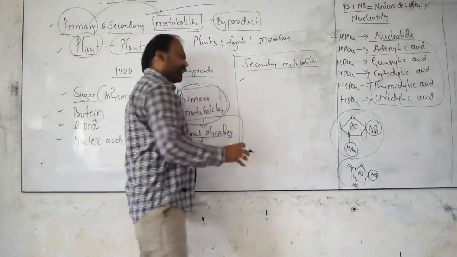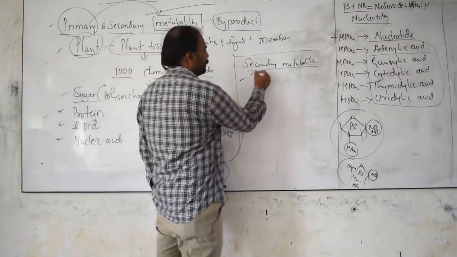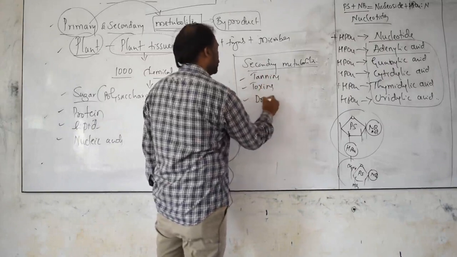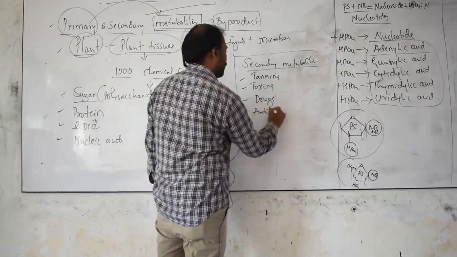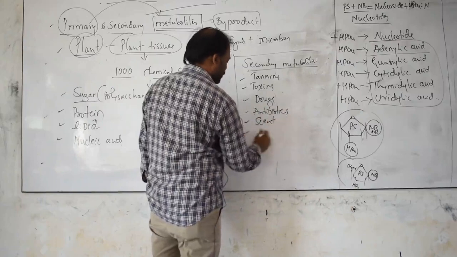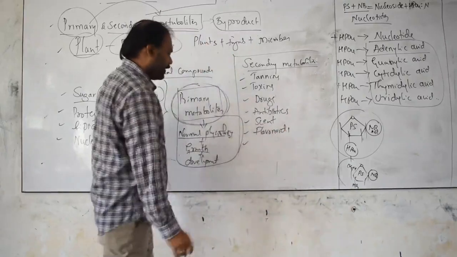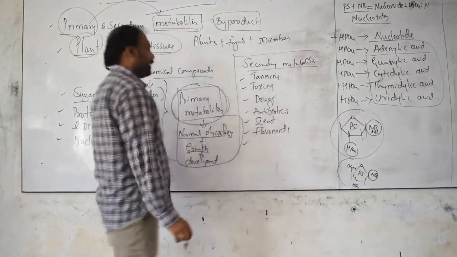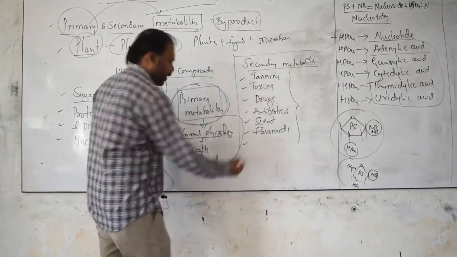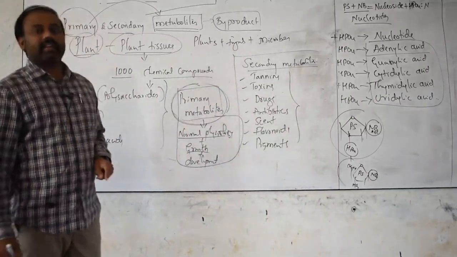I can tell you some of the very common ones. Secondary metabolites are tannins, toxins, drugs, antibiotics, scent, flavonoids, and still many more are there. All these different chemicals come under this category. One more very important one is pigments. These are all simply considered as secondary metabolites.